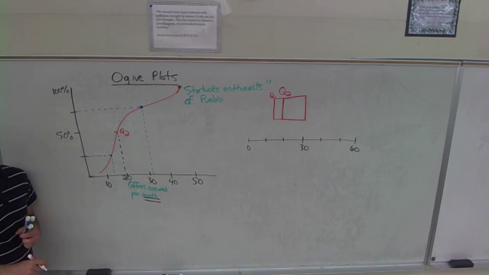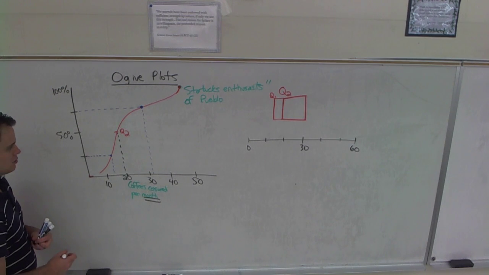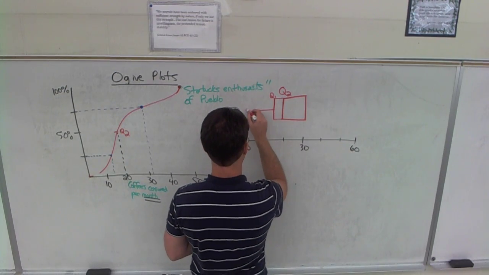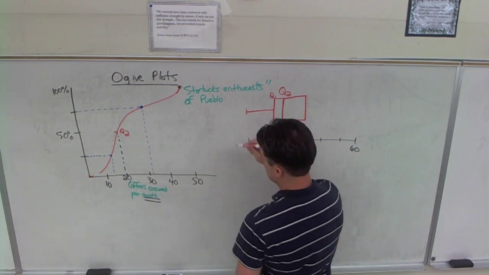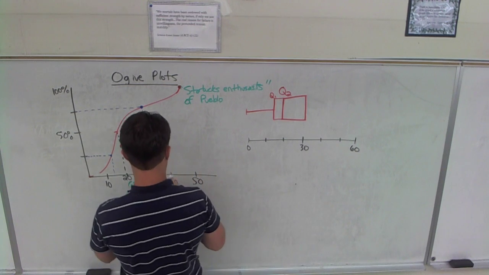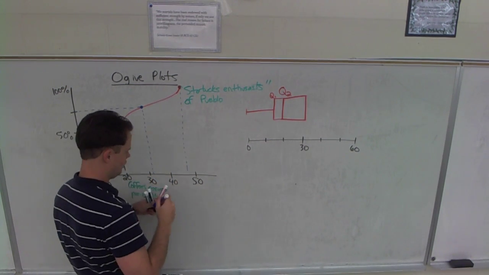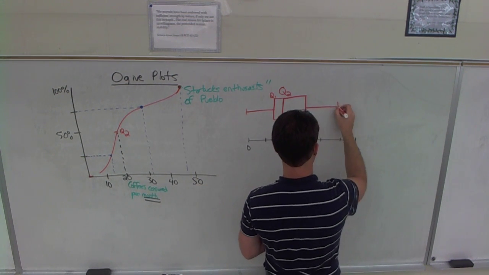Whiskers go out to the max and min, right? So we've got a minimum of 0 coffees. That's not a true Starbucks enthusiast, but whatever. And we've got a maximum of how many? Depends on how bad my graph is. A little less than 50 looks like to me. There's my other whisker.